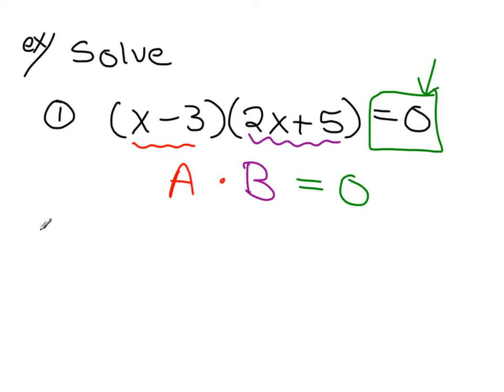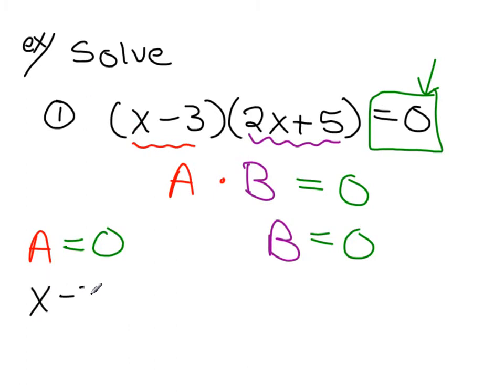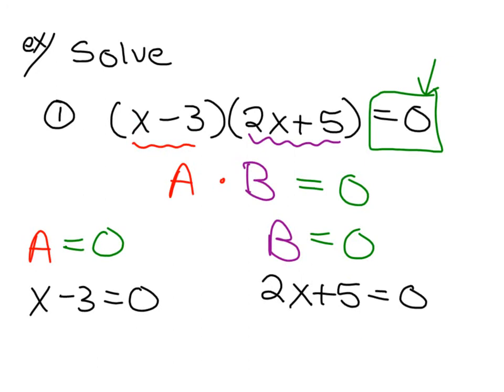So either A is going to equal 0, or B here is going to equal 0, or both if they tend to be the same answer. They're not going to in this case. So in this case, A is x minus 3, and we're going to set it equal to 0, and B is 2x plus 5 equal to 0. So we'll solve for each one.